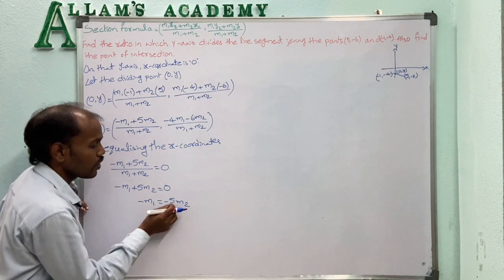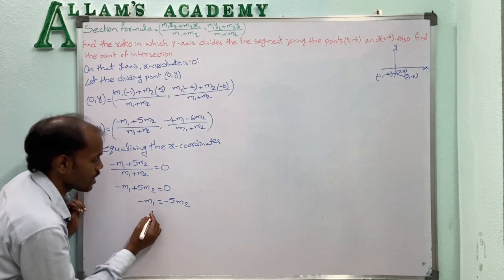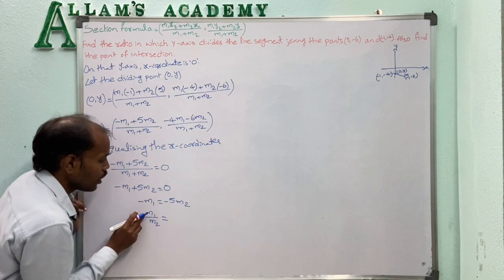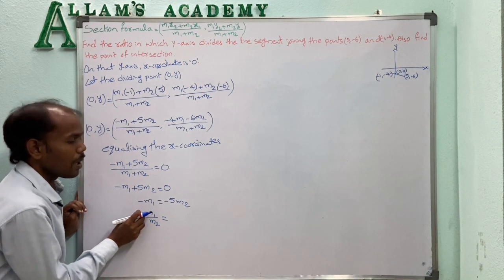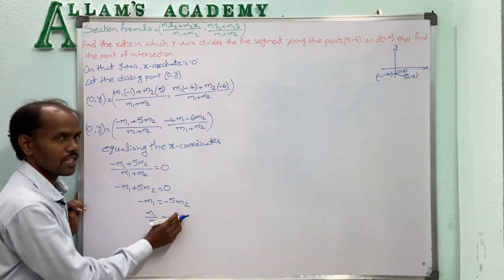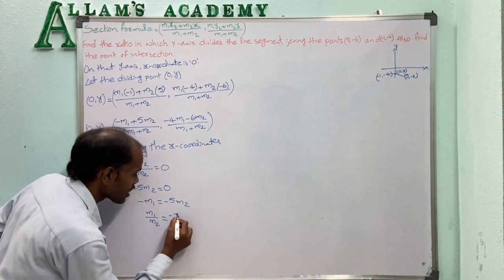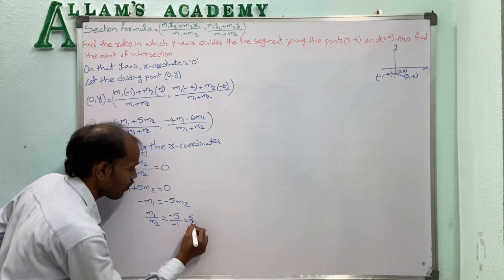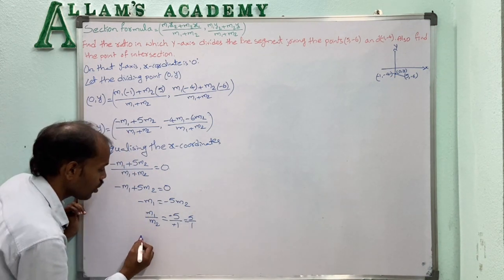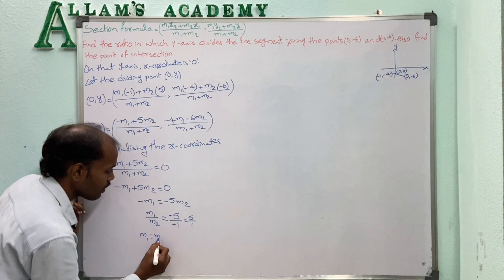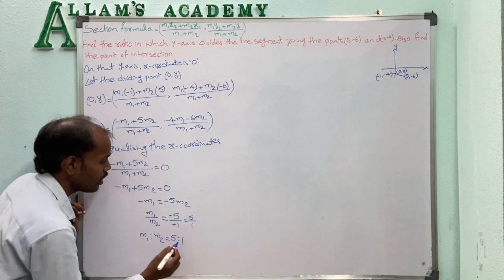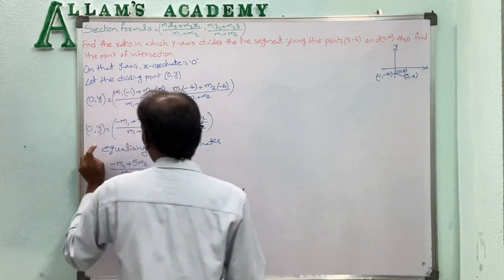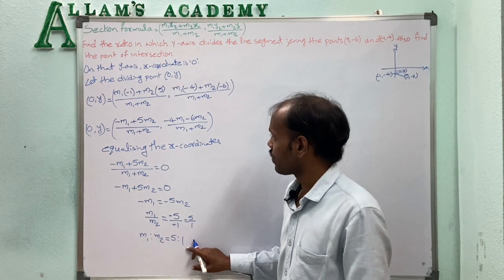Now m2 is multiplied by -5, so it transfers to this side, that is division. So m1 by m2. Now here -m1 means -1 into m1, so this -1 transfers to this side, that is division. -5 by -1, the minus gets cancelled, that is 5 by 1. So the ratio is nothing but division. In the division form, we write it as a ratio, that is 5:1. So the point (0, y) divides in the 5:1 ratio.